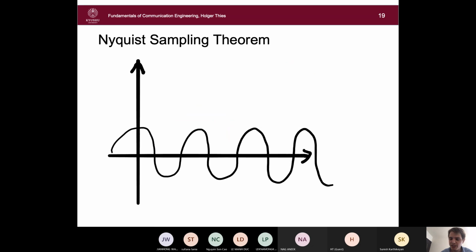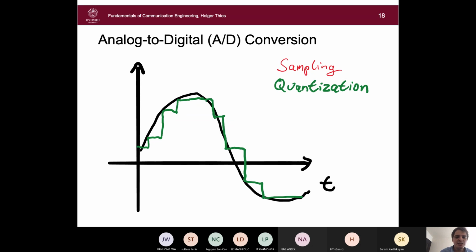And an important question is, let me go back one. So an important question is, how good should we do this? How good should we do the sampling? How many points should we take to get back a good approximation? What is even a good approximation of this signal?